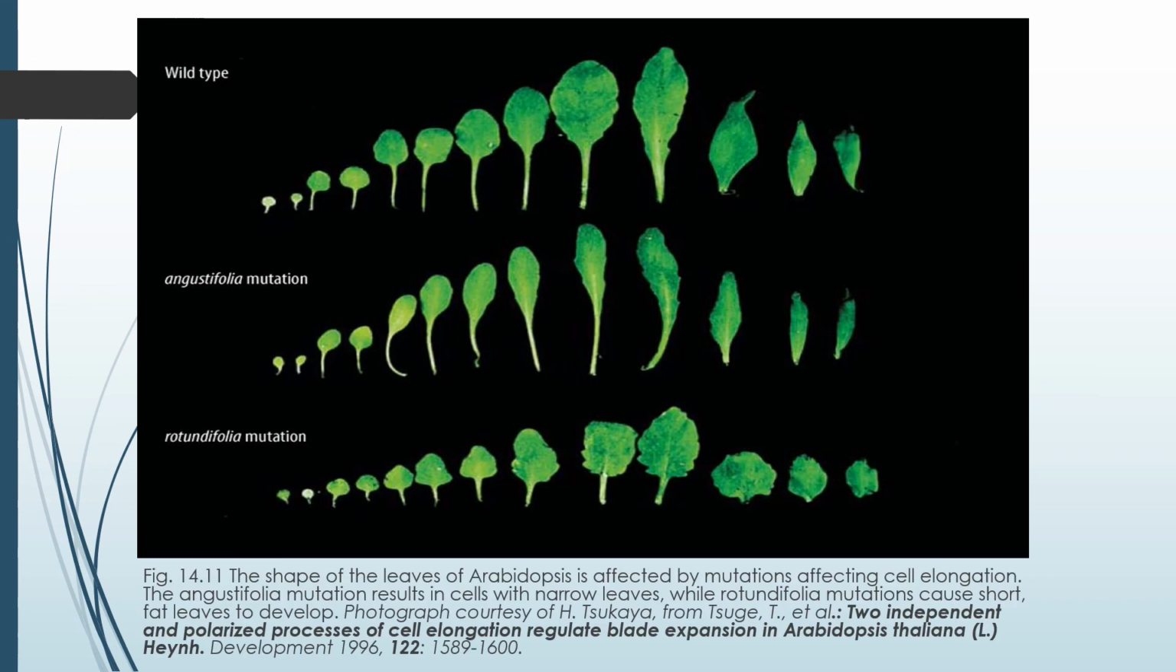So this is the figure showing the differences in the shape of the leaves of Arabidopsis affected by the mutations of the cell elongation. So again, the angustifolia mutation compared to the wild type, the leaves are narrower. And then for the rotundifolia, their leaves are shorter and fatter. Okay? So those are the differences. So the normal one is this one, the wild type. Okay?